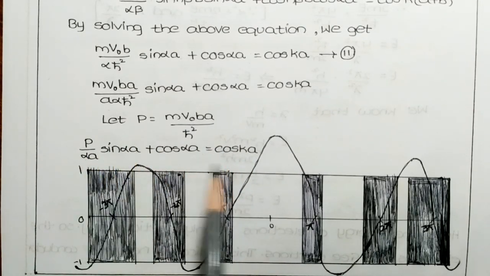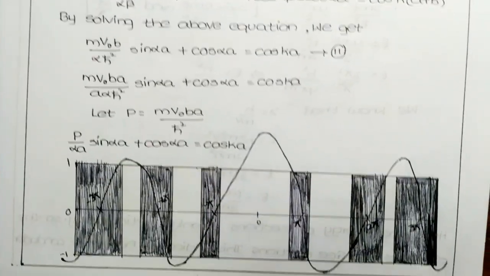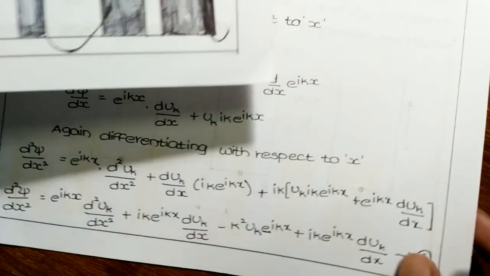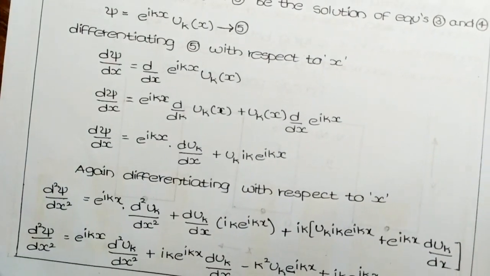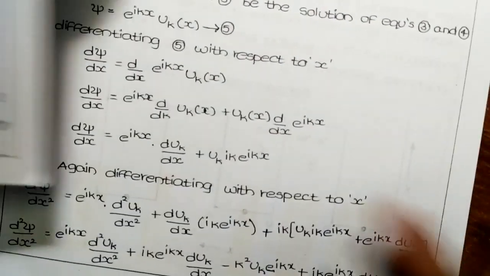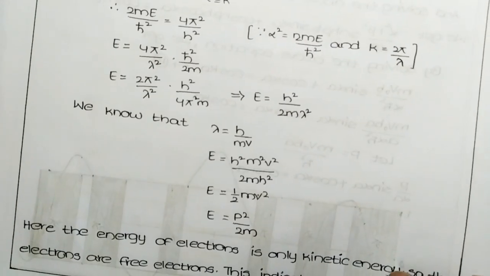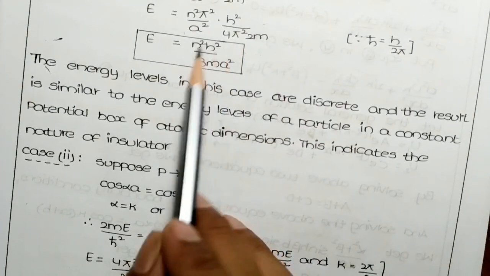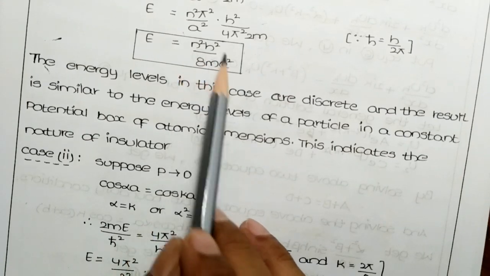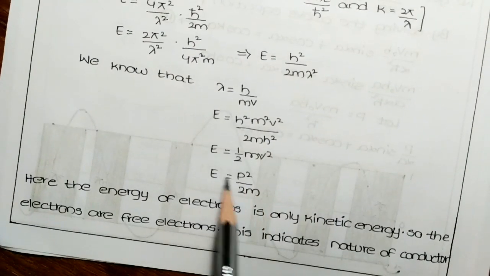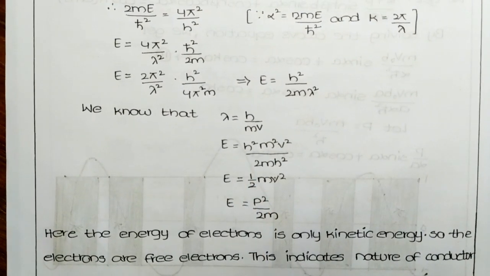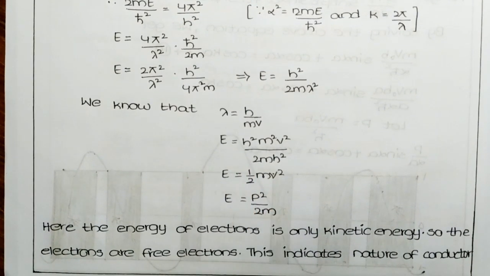Carefully read this question and try to write it once, then you will remember it. This question has two solutions. One is the potential well solution, and another one is the kinetic energy solution, that is the kinetic energy formula.